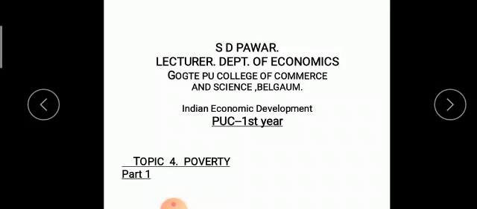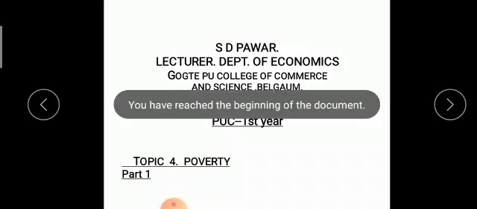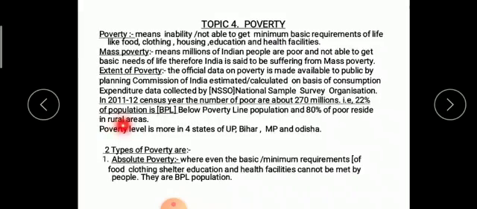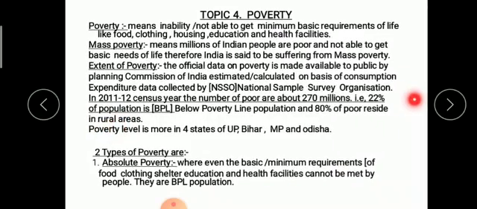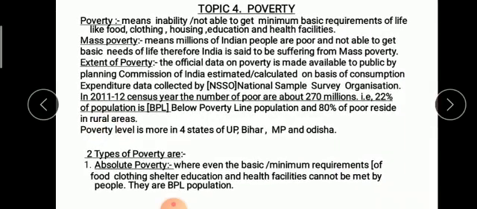Today I shall begin with the fourth topic of the textbook, poverty. From the textbook Indian Economic Development, today we will begin with the poverty lesson, first part. You please take the screenshots and note it down in your notebooks so you can study these notes only. So topic number 4, poverty.